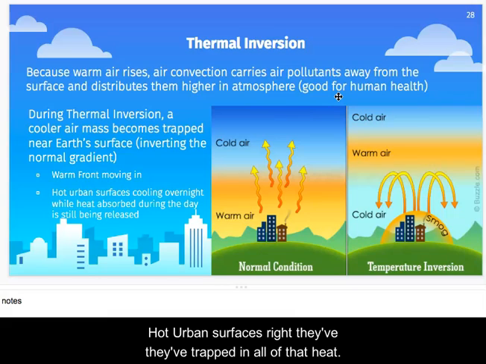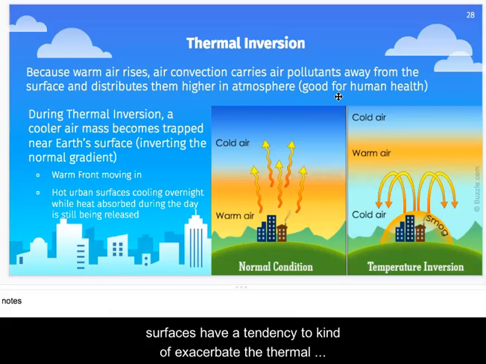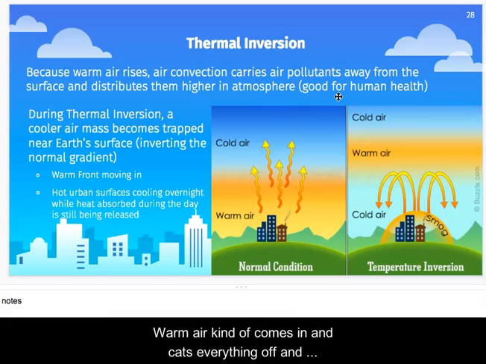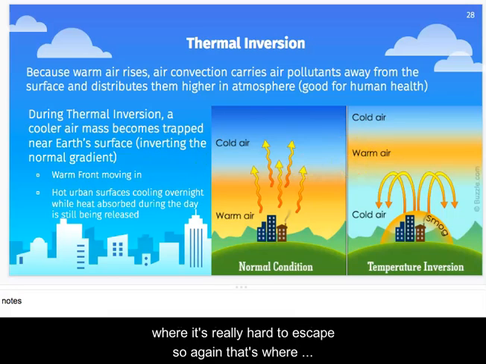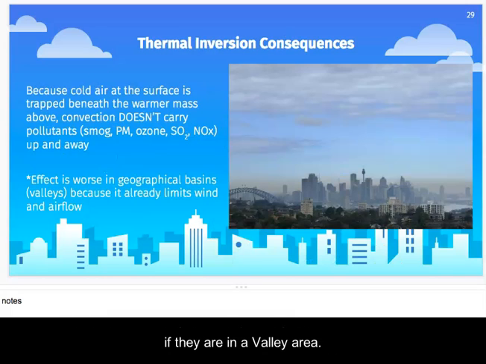Hot urban surfaces, right? They've trapped in all of that heat during the day, and then they begin cooling overnight. So the urban surfaces have a tendency to exacerbate the thermal inversion, especially in valleys. The warm air comes in and caps everything off and really can trap a lot of that cold air, especially in a valley where it's really hard to escape. So again, that's where places like California are particularly vulnerable as well if they are in a valley area.